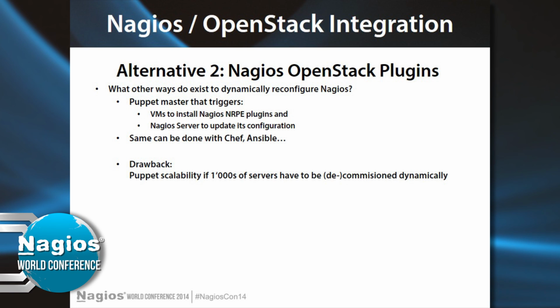A good way to dynamically reconfigure Nagios could be to use a Puppet Master. A Puppet Master can trigger VMs to install the Nagios NRPE plugins, so you have automatically configured machines that are monitored by Nagios, and the Puppet Master can at the same time trigger your Nagios server to update its configuration. The same can be done with other configuration tools like Chef, Ansible, etc.